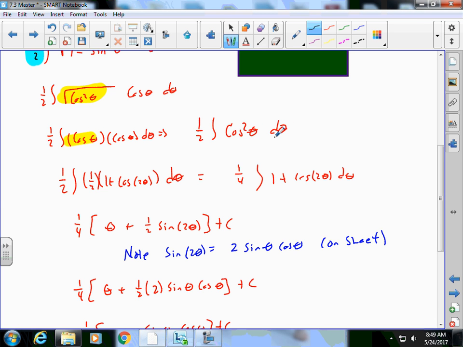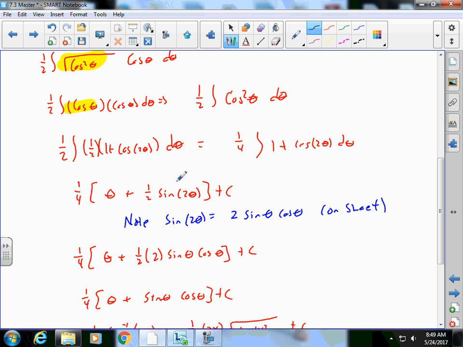I'm going to rewrite that using the double angles. So I have a 1/2 times 1 plus cosine 2 theta. That again is on your sheet. The 1/2 comes on the outside, giving me a quarter. So I have 1 plus cosine 2 theta. When I integrate that, the 1 becomes a theta. Cosine 2 theta, when I integrate that, becomes 1/2 sine 2 theta. There's my quarter on the outside. And don't forget to put a plus c.